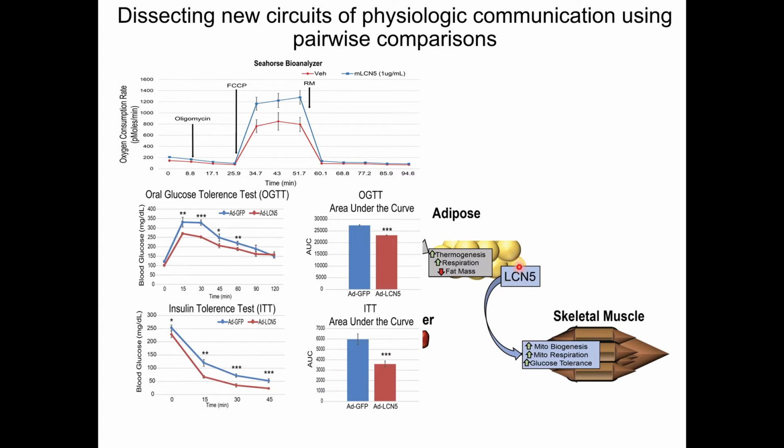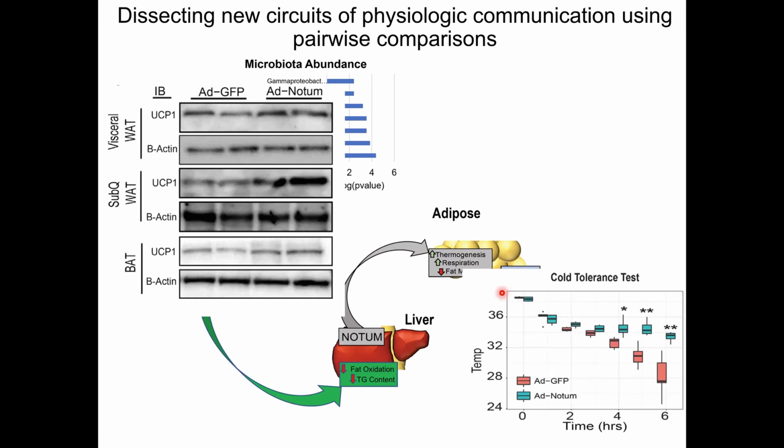So I mentioned lipocalin 5 using this approach was strongly correlated with muscle mitochondrial genes. Another intertissue circuit that we came across was that we observed liver NOTUM expression was sufficient to enhance adipose thermogenic machinery. This hypothesis again came from the same approach. And when we overexpress NOTUM, this was sufficient to increase things like UCP1 in subcutaneous fat and the thermogenic capacity of the mice. And we can apply this generalized approach to other data sets too.